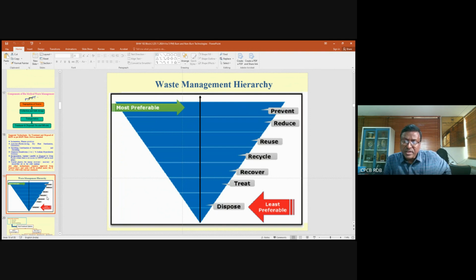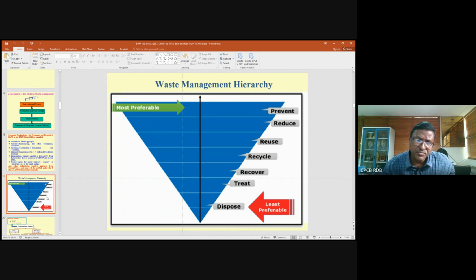Before disposal of any waste, that waste has to be treated, and only after treatment can the waste be disposed of into the various methods that have been suggested in the rules. But disposal of any waste is the least preferred in the waste management hierarchy, whereas the prevention of waste generation is the most preferable in the waste management hierarchy.